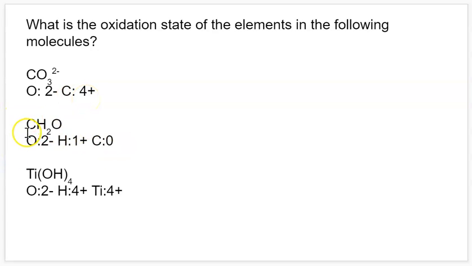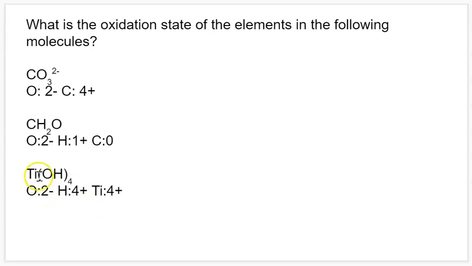All right, this one, we have a carbon, a hydrogen, and an oxygen. The hydrogen is always going to be 1+, so 1+ times 2, that's 2+. We know oxygen is always 2-, so then 2+, 2-. Those two kind of neutralize each other, and this is a neutral compound, so that means that the oxidation state of carbon in this case must be 0, because we can't add any charges, either positive or negative, without making this a not neutral compound.